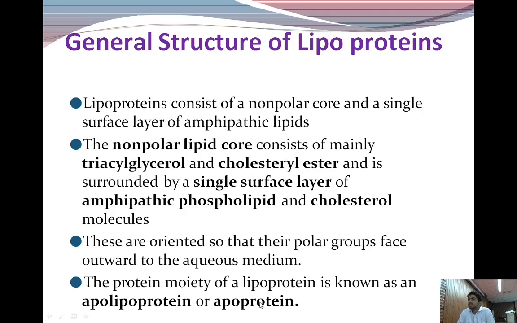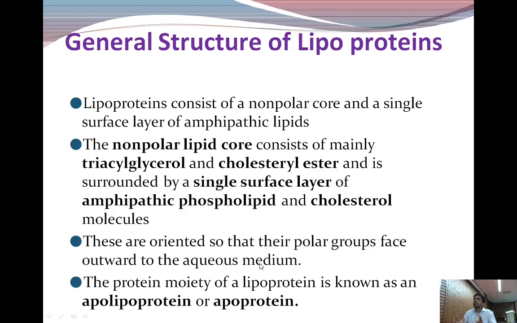So this is the lipoprotein structure we are describing. Lipoprotein consists of a non-polar core and a surface layer of amphipathic lipid. The non-polar core is mainly triacylglycerol and cholesterol ester, surrounded by a single surface layer of amphipathic phospholipids and cholesterol. See what all components are there in the structure of lipoprotein. The core is non-polar, mainly triacylglycerol and cholesterol ester. The surface is mainly amphipathic lipid, which is phospholipid and cholesterol. These are oriented so that their polar groups face outward to the aqueous medium.